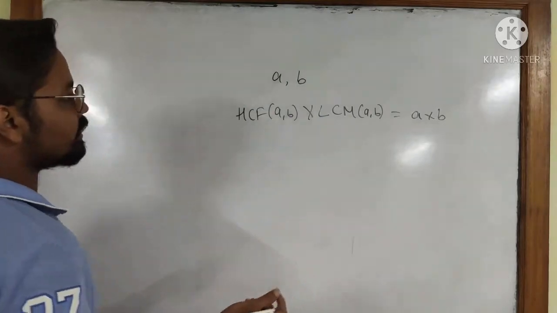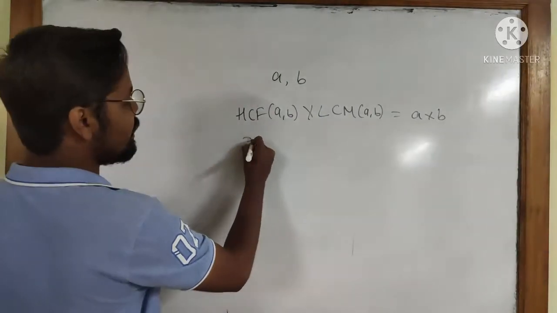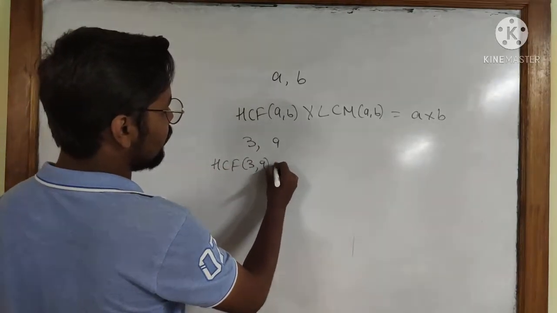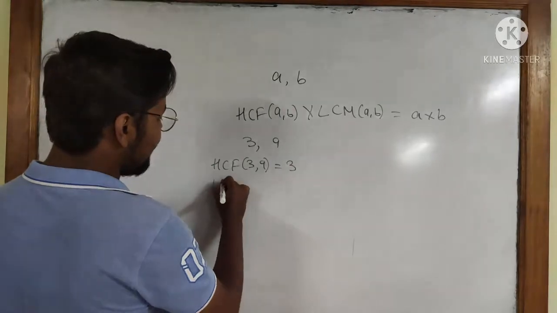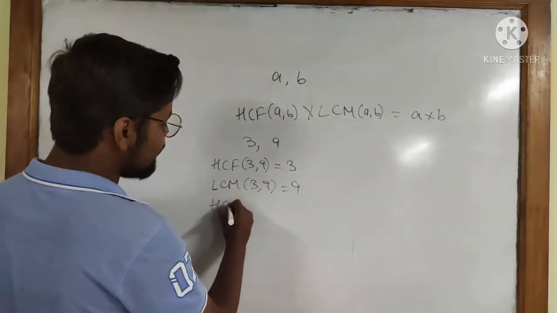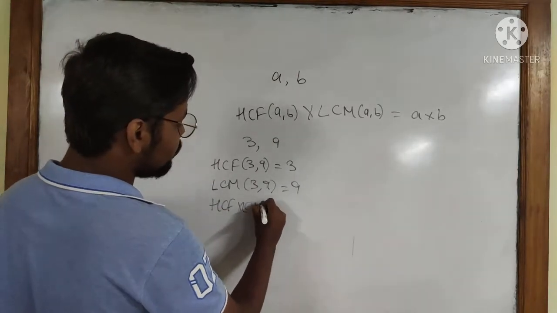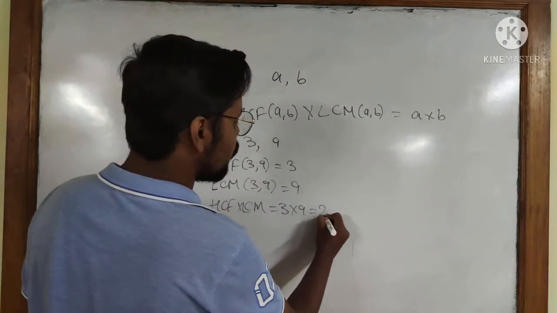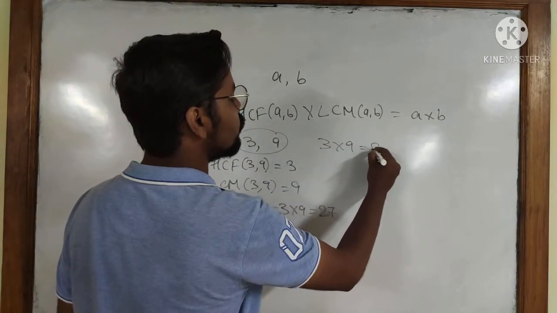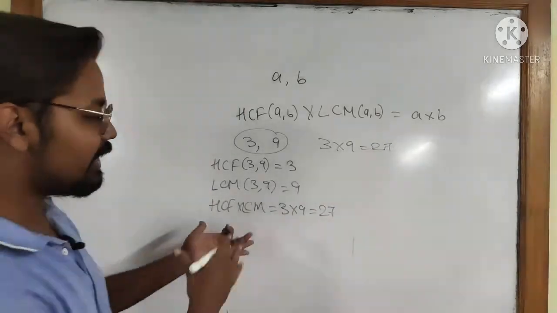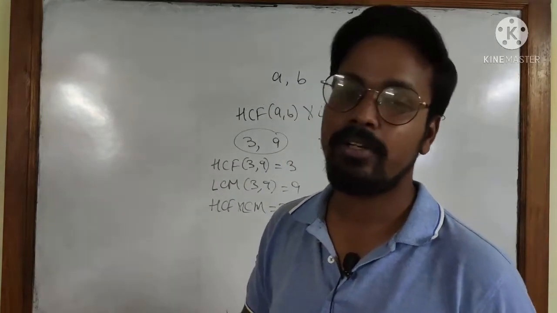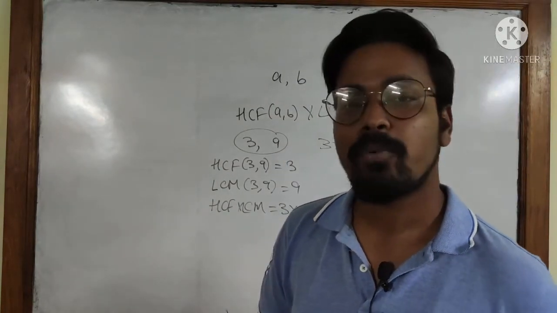So suppose let us take two numbers, 3 and 9. The HCF of 3 and 9 is obviously 3, and the LCM of 3 and 9 is 9. So here HCF into LCM is equal to 3 into 9, that is 27, and if you multiply these two numbers, 3 into 9, it is also 27. So this is a very clear, very simple idea that if you multiply the HCF and LCM of two numbers, it will always be equal to the product of those two numbers.